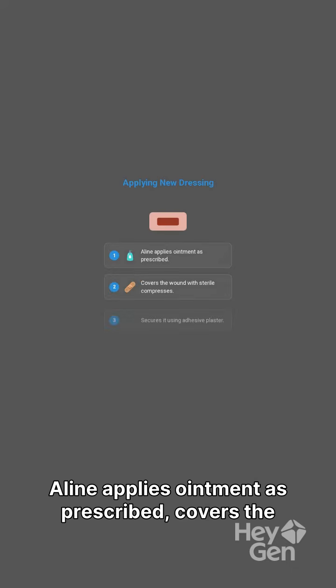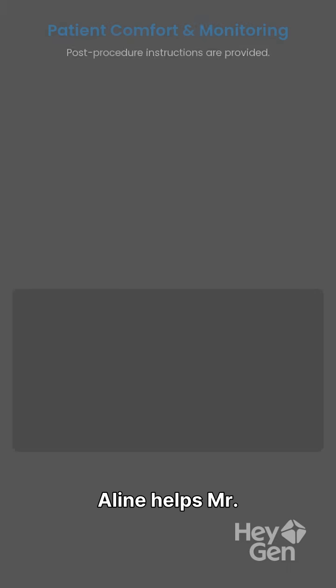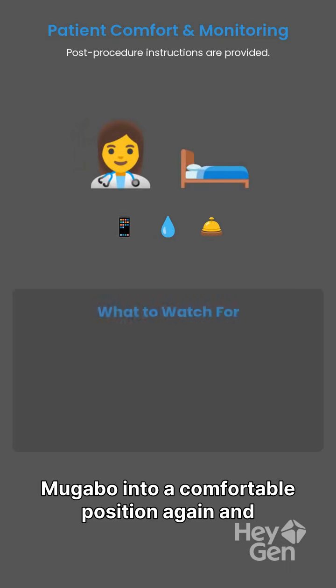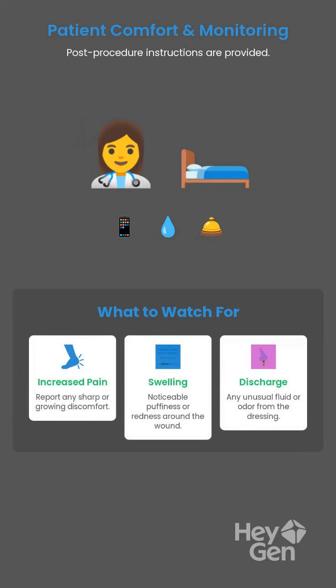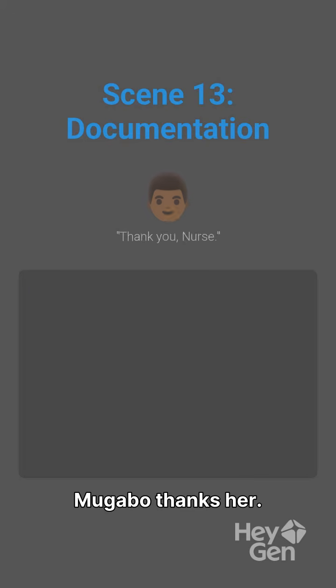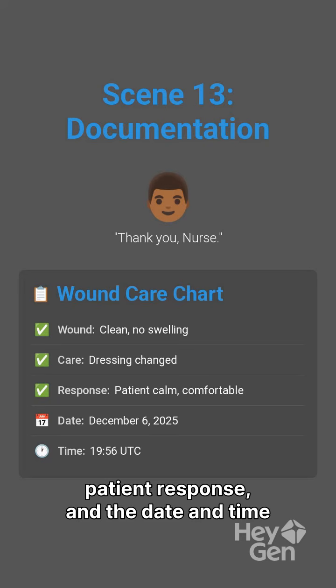Aline applies ointment as prescribed, covers the wound with sterile compresses, and secures it using adhesive plaster. Aline helps Mr. Mugabo into a comfortable position again and arranges his belongings within reach. She informs him about what to watch for regarding his wound. Mr. Mugabo thanks her. Aline documents the wound condition, care provided, patient response, and the date and time of the dressing change.